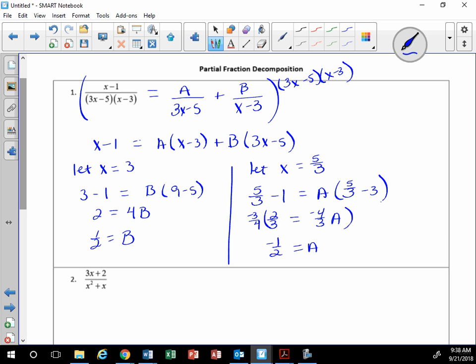All right. We found A and B. Now we can actually write our answer. A was negative 1/2, right? I don't really want a fraction within a fraction. How do you think I can write that without it being like a 3-level fraction?